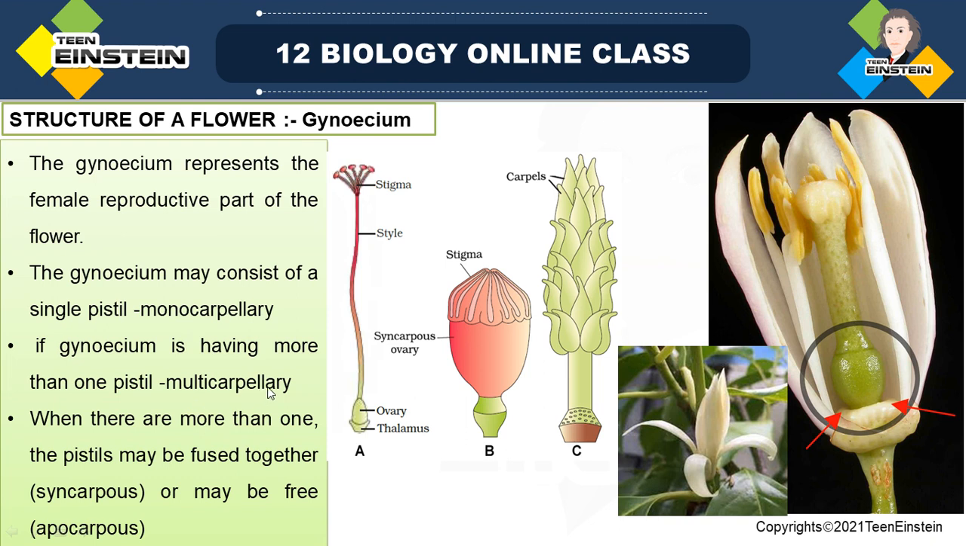And in the multicarpellary condition also there are two types. Multicarpellary, if it is having more than one carpel, there also different types are there. So when there is more than one pistil and they are fused together, it is called syncarpous. Or if they are free, it is called apocarpous. If it is fused, it is called syncarpous. And in the multicarpellary condition, if it is free, that is called the apocarpous condition. Okay.